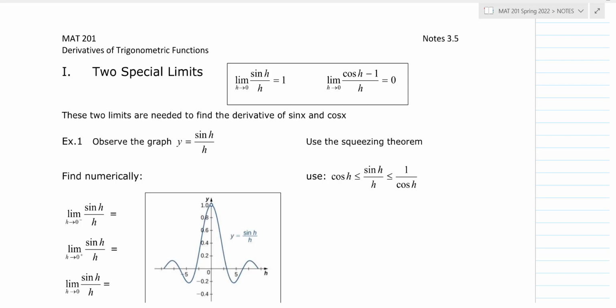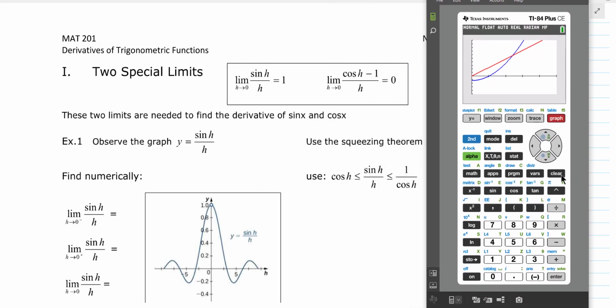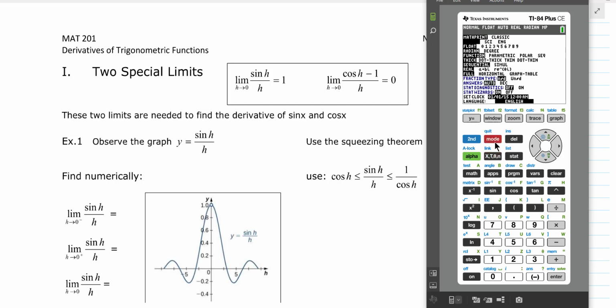So I'm going to start real simple on a calculator with this first one here. If you'll put this in the calculator with me, we're going to put in sine x over x. I'll put that in y1: sine x, close parentheses, divided by x. You want to make sure that you're in radian mode. So I'm going to press my mode button. So I am in radian mode.